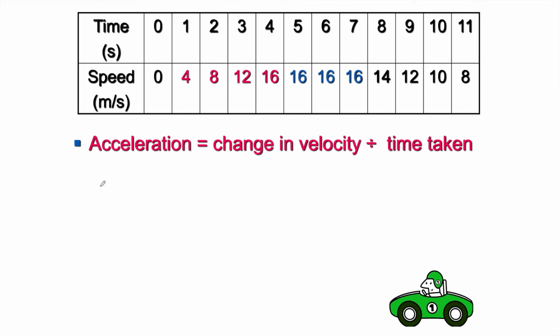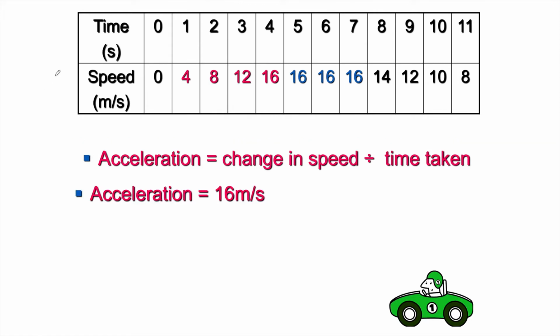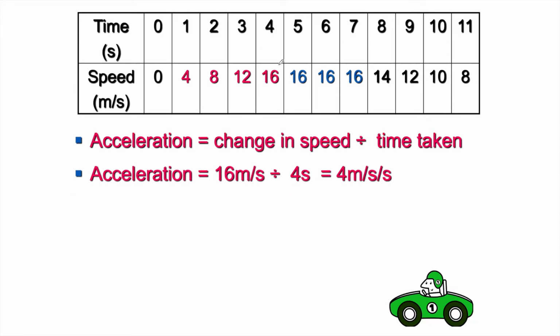So that gives you a better idea of what's actually happening when things accelerate and decelerate. If we want to work out the acceleration in the first 4 seconds, then acceleration is change in velocity over time. The change in velocity over the first 4 seconds was 16 metres per second. The time taken was 4, and so that gives us 4 metres per second every second, which is also equal to 4 metres per second squared.